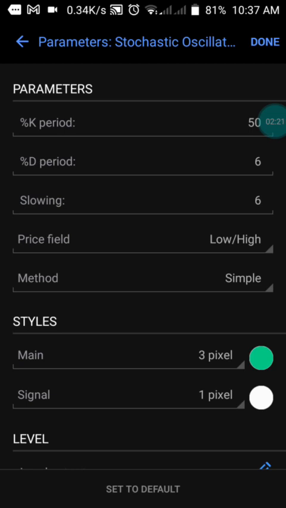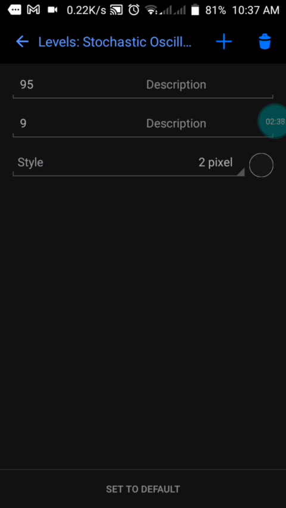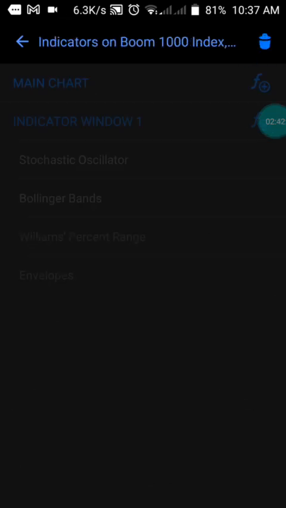We have the main color to be green, so you can also choose any color of your choice, but your signal can always be white because that is the background color of my own chart here. We have the levels here. We have the level of 89.5, and we have the level of 9. So you press on done.